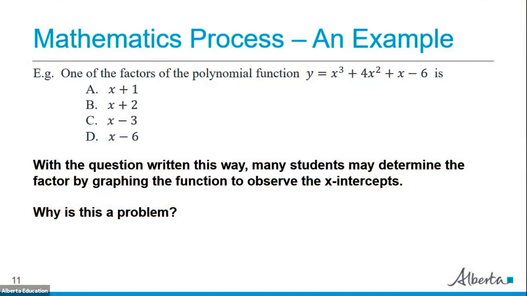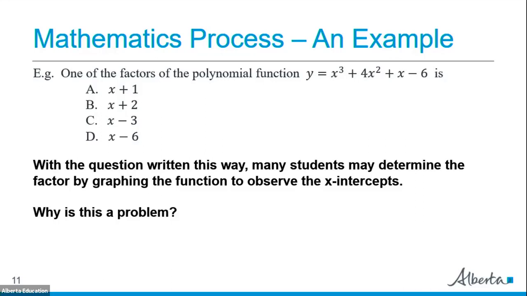So for example, 14 out of the 24 Math 30-1 outcomes do not list technology. Therefore, when we assess, we really shouldn't be expecting or encouraging the use of technology for those outcomes. So recognizing and targeting or not targeting certain mathematical processes can present a unique challenge with machine scored format questions. Here's an example of a Math 30-1 concept written as a multiple choice question. With the question written this way, many students may determine the factor by graphing the function to observe the x-intercepts. Why might this be a problem?